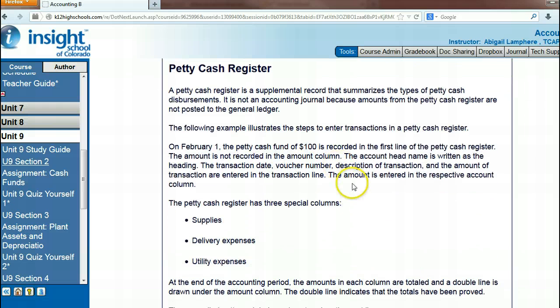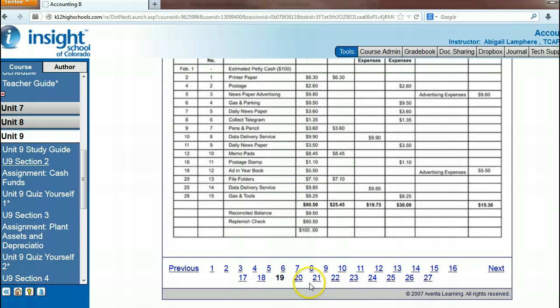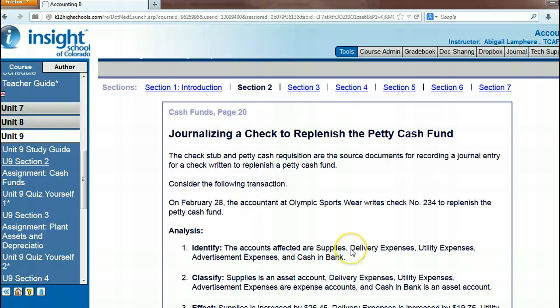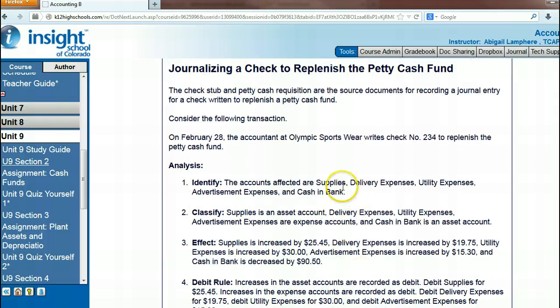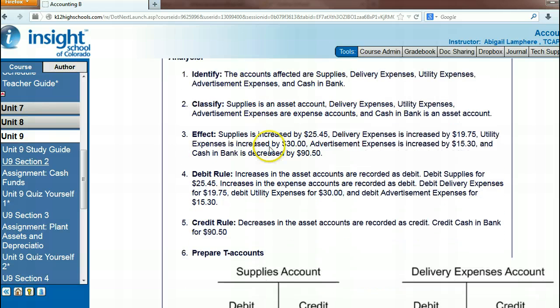Petty cash register. This just explains that some larger businesses might have an entire register set aside for petty cash. Journalizing a check to replenish. Okay, here we go. So on February 28th, the accountant at Olympic Sportswear writes check number 234 to replenish the petty cash fund. Identify the accounts.